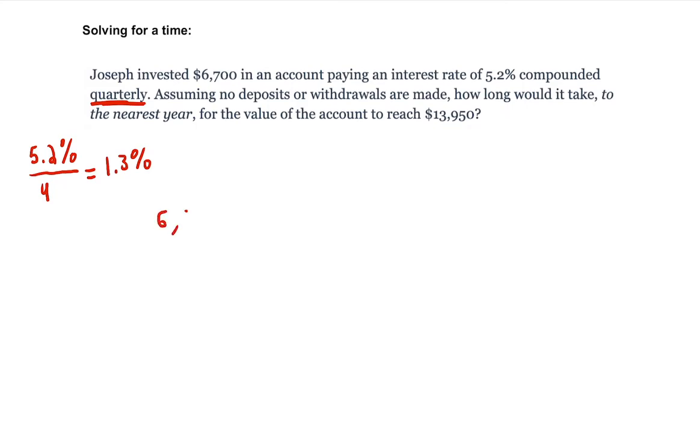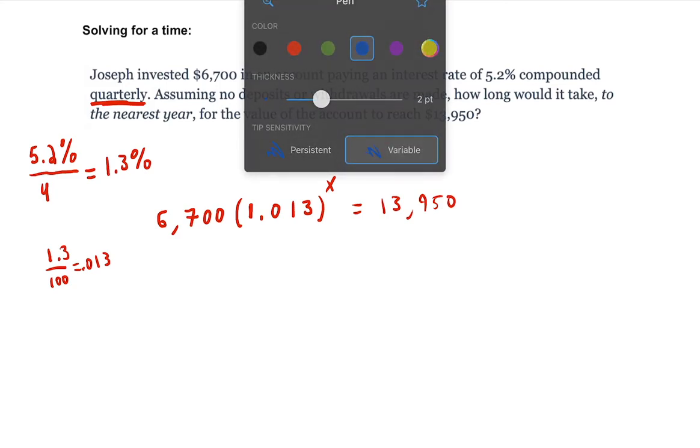And so Joseph's going to take his $6,700. He's going to get that back plus 1.3%. So remember, always divide it by 100. This is 0.013. Add it back to 1 if you're growing. Subtract it from 1 if you're shrinking. And we want to know when that number, right, is equal to 13,950.